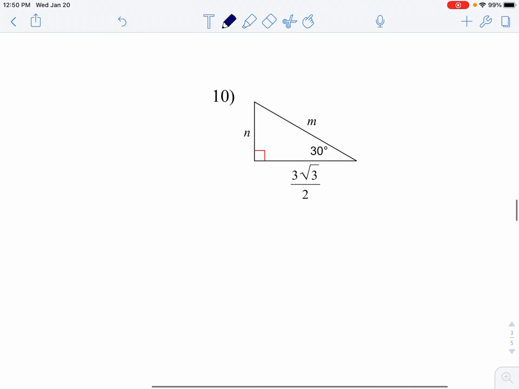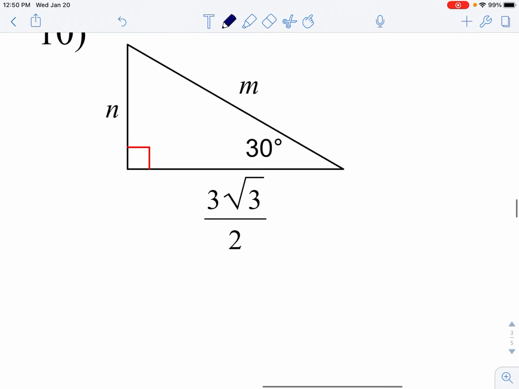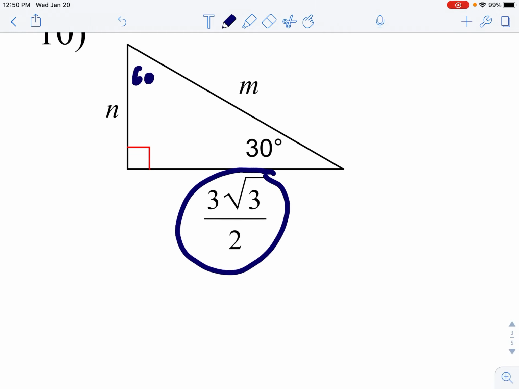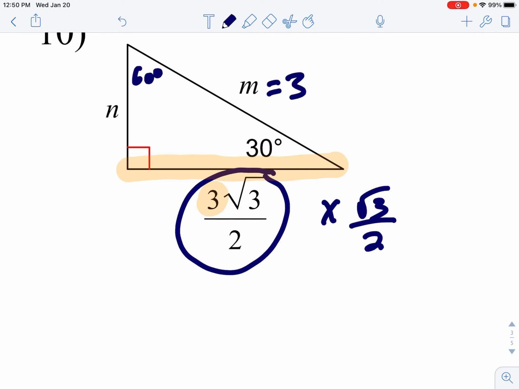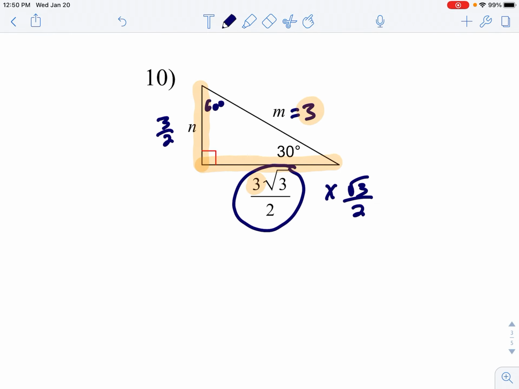Let's look at number 10. So 3 square root of 3 over 2, that is, let's see, this up here would be our 60. This is the longer leg. The pattern says that this side is the hypotenuse times square root of 3 over 2, which means the hypotenuse is 3. And then the shorter leg should be half of the hypotenuse, which you could call 3/2 or 1.5, however you want to say it.